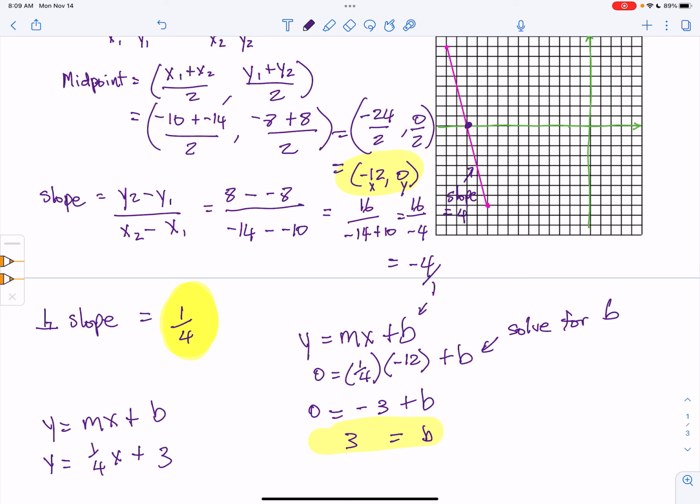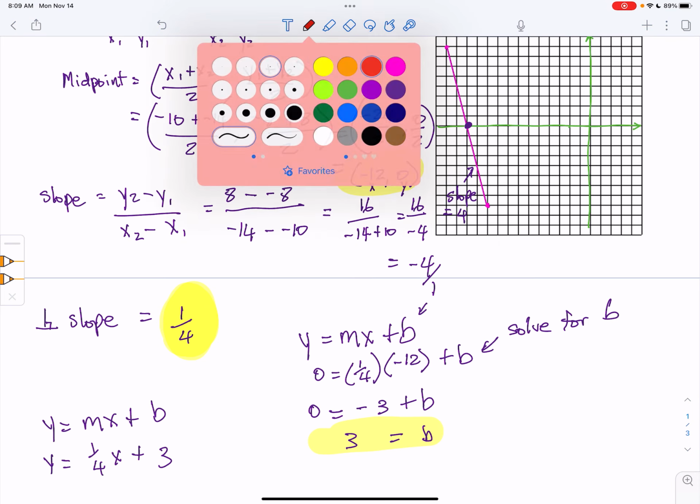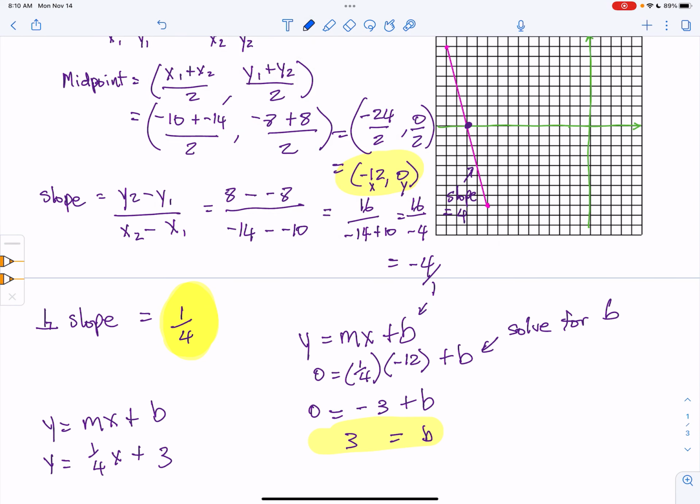And always good to check what that looks like, so let's use a different color. And so our y-intercept is 3, and our slope is 1/4. So we go down 1 and over 4, down 1 and over 4, down 1 and over 4, and it is in fact hitting that line, and it is in fact perpendicular. So that's a great way to check that we do have the right answer. And so that's the equation of my perpendicular bisector.